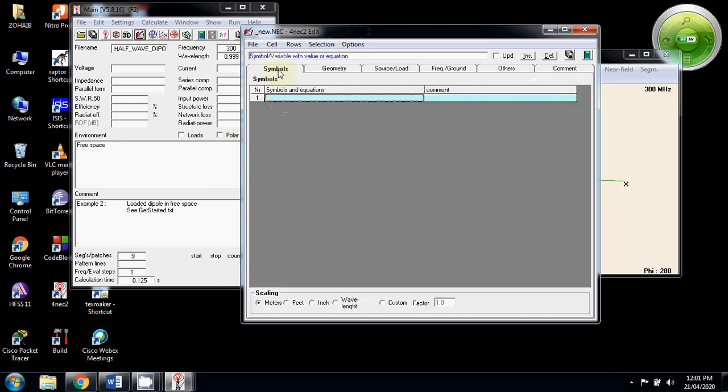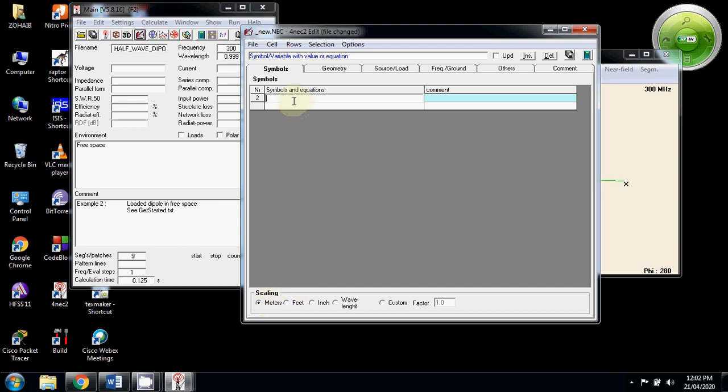So first click on the symbol tab. We are going to put here all the names and the dimensions that we have calculated just now. Starting with lambda, that we calculated was 1 meter. I'll put only 1, because in the scaling the unit selected is by default meters, and we want to put it in meters, so I'll put only 1.